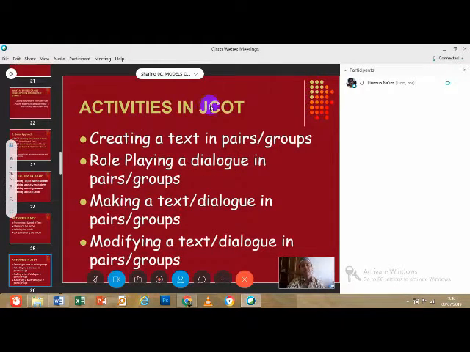Activities in JCOT. 1. Creating a text in pair or in group. 2. Role-playing a dialogue in pair and group. 3. Making a text or dialogue in pair or in group. 4. Modifying a text or dialogue in pair and group.